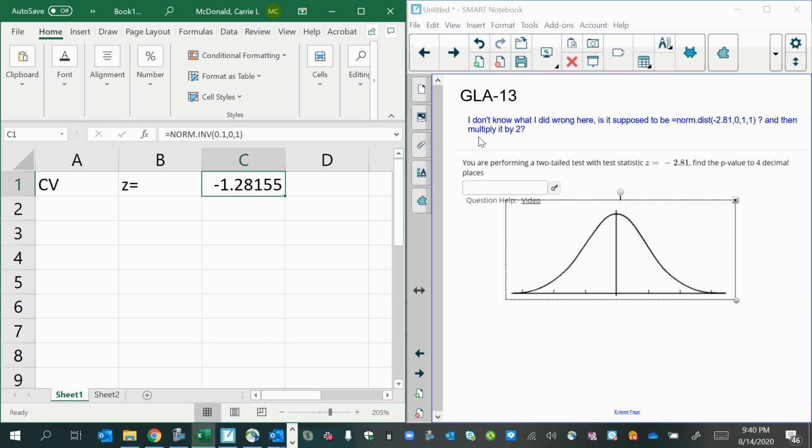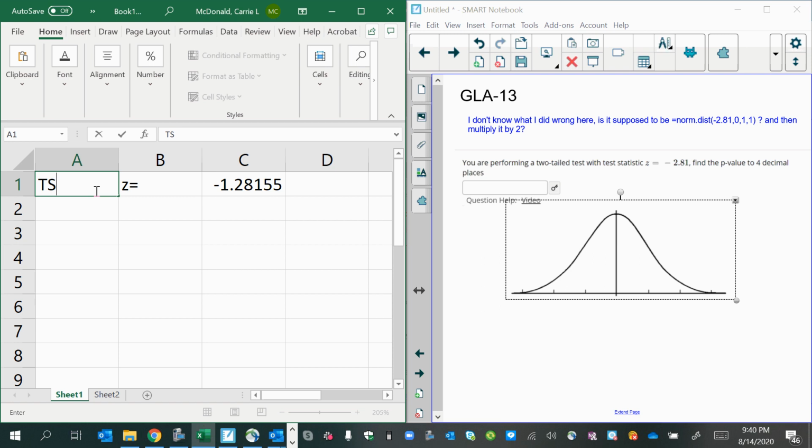Right, here we have another wonderful question. It says, I don't know what I did wrong here. Is it supposed to be norm.dist negative 2.810? So he gave the code there that he thinks he's supposed to use for finding the p-value. It says you are performing a two-tailed test with test statistic negative 2.81. Find the p-value to 4 decimal places.